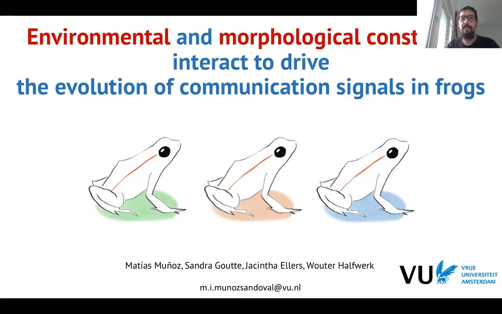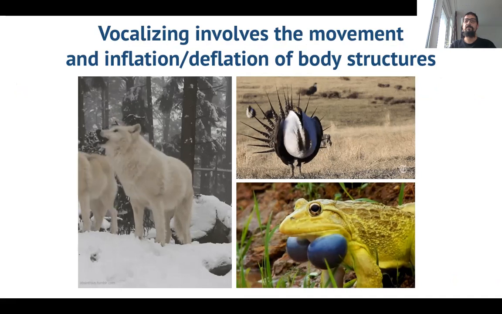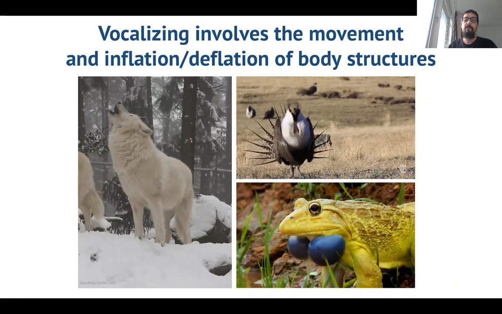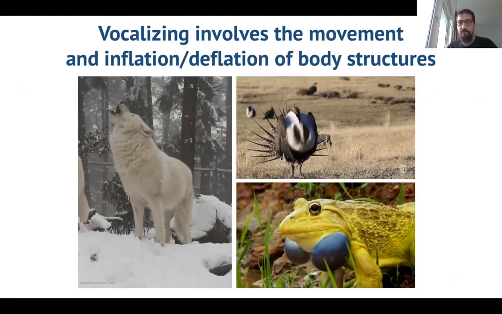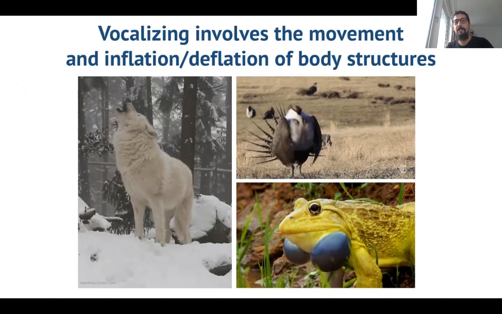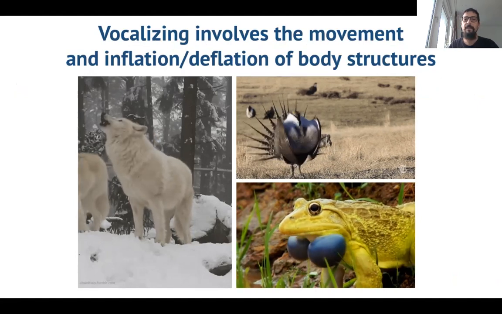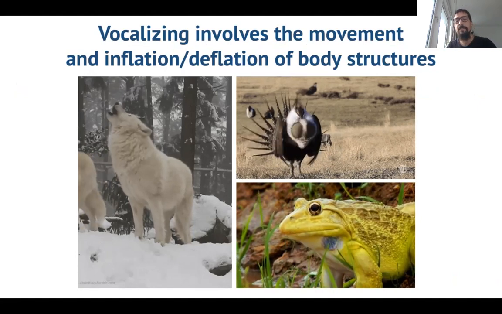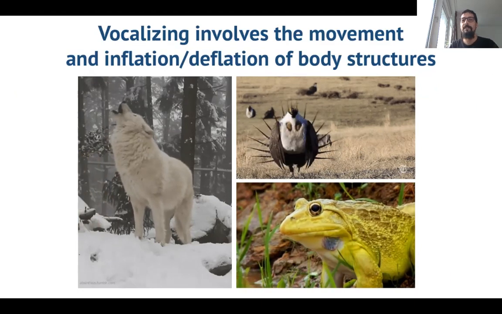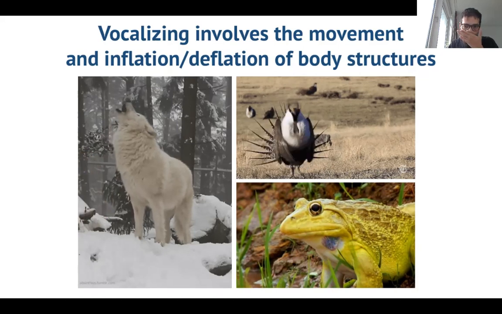So whenever you see an animal producing a vocalization, you will observe that the production of the sound involves the movement of body parts, of body structures. So in these three examples, you can see three animals producing long-range vocal signals intended to communicate with distant receivers. And you can see all the sets of motions that are involved in these displays.